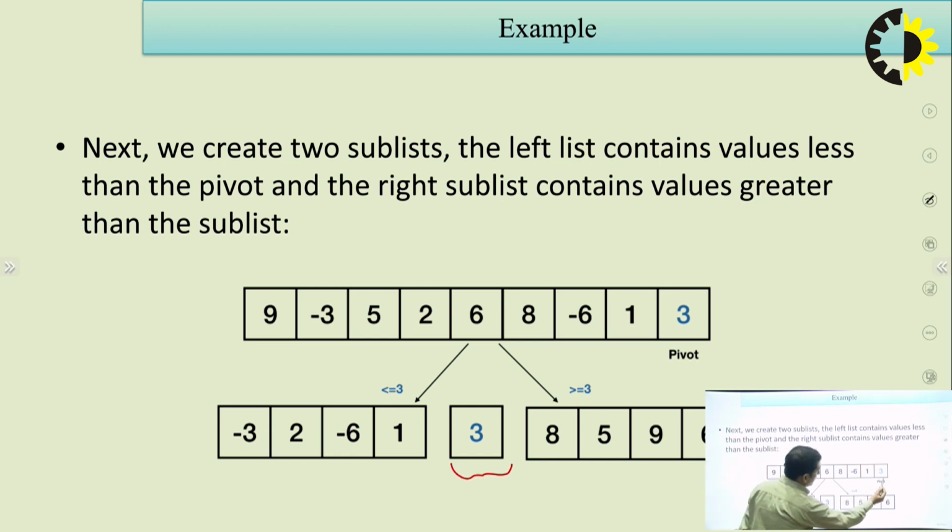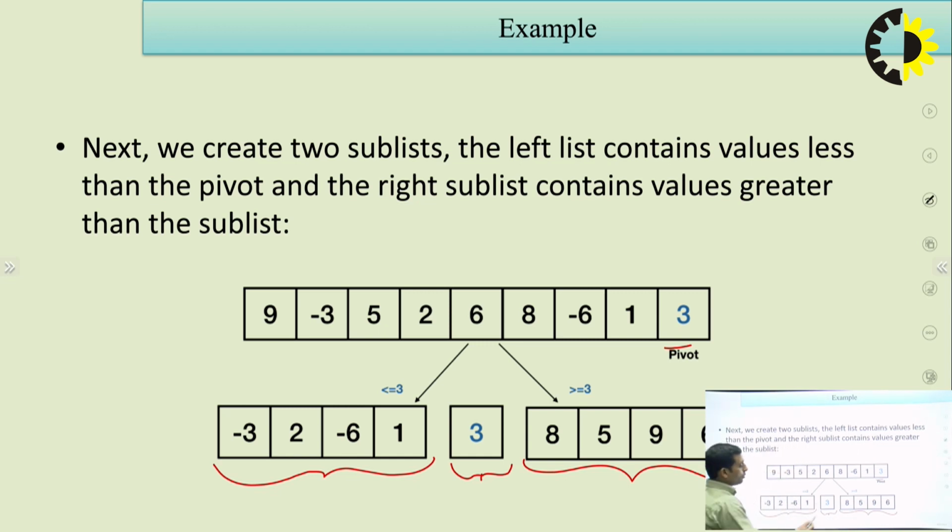the pivot element which is selected gets its proper place, and the left subarray contains lesser values than this pivot element, meaning -3, 2, -6, and 1, which are less than 3, and the right subarray contains the greater elements, that is 8, 5, 9, and 6, which are greater than 3. So the pivot element is fixed at its proper place, and the same process is recursively applied on these two parts, the first division and the second division both.